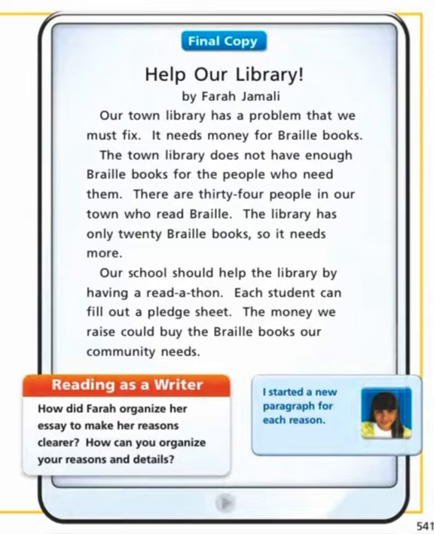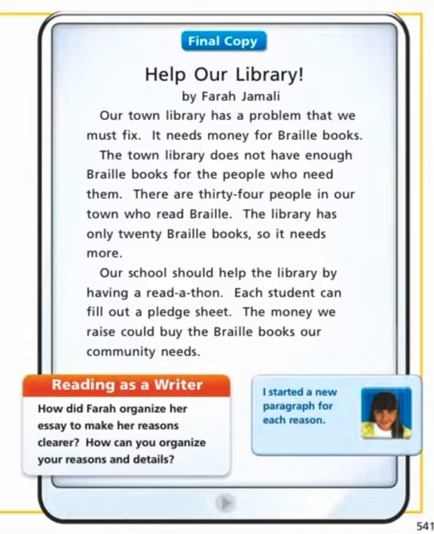Our school should help the library by having a readathon. Each student can fill out a pledge sheet. The money we raise could buy the Braille books our community needs.